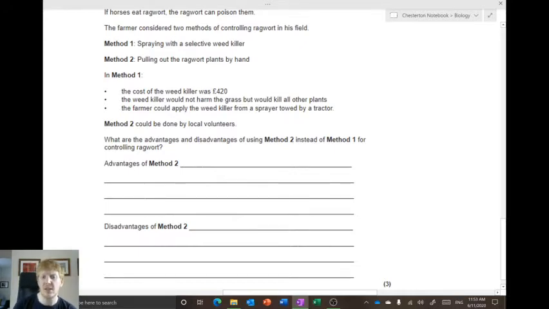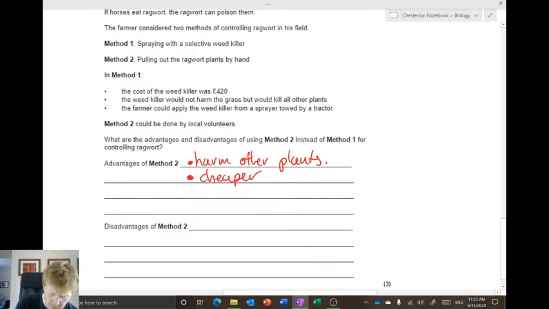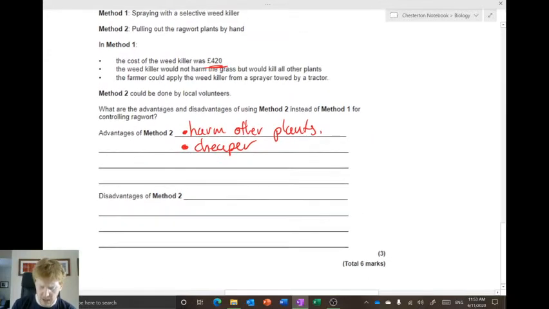What are the advantages and disadvantages of using method 2 instead of method 1 for controlling the ragwort? So what are the advantages? Let's try to get two of each for pulling the ragwort out by hand. Probably the big one is we're not using poison, so we don't harm other plants. The other advantage of method 2 is that it's cheaper, because your poison costs £420, which is money that's not in your bank.